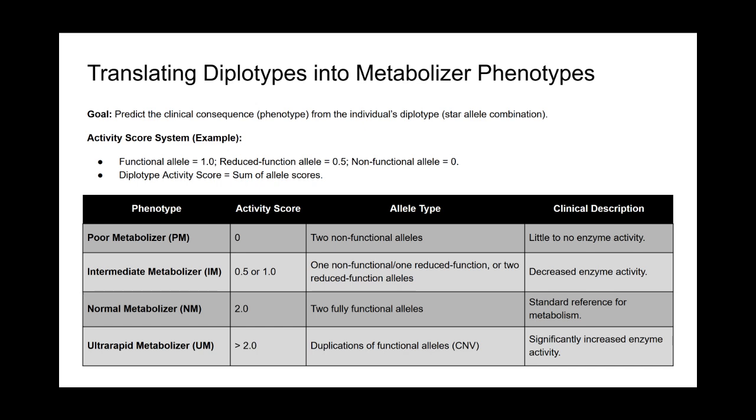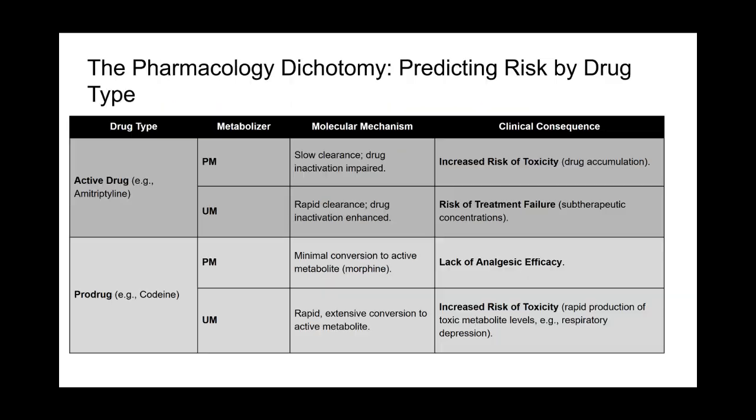It is worth noting that some classification schemes group individuals with an activity score of 1.5, such as those with one normal and one reduced function allele, as normal metabolizers. Ultra-rapid metabolizers possess more than two copies of functional alleles due to gene duplication copy number variations, resulting in an activity score greater than 2.0. These individuals exhibit significantly increased enzyme activity.